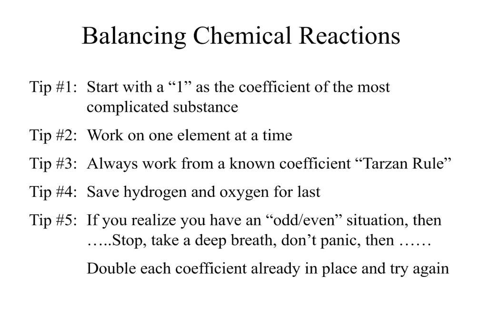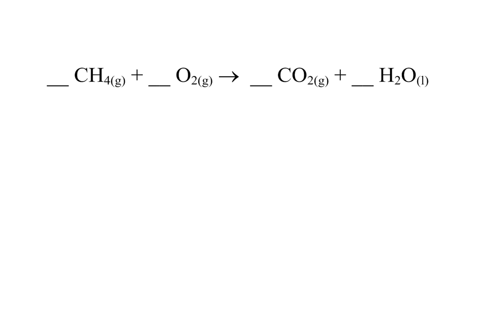And then finally, tip number 4, save hydrogen and oxygen for last. These two elements tend to occur in several places in equations, oftentimes. And so if you save those for last, it'll save yourself a little bit of a headache. And tip number 5 we'll come back to in just a moment after we do a practice on this with tip numbers 1 through 4.